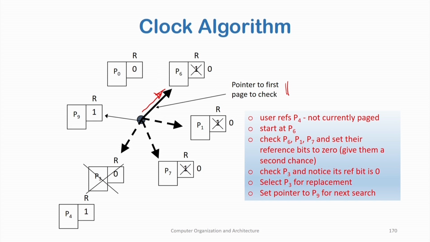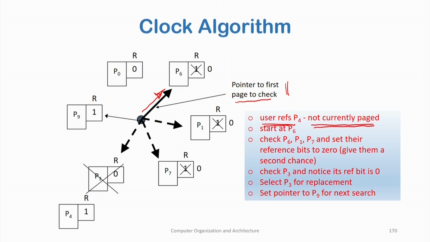For all pages I have a circular linked list. Suppose the user references page number 4 and that is not currently in the physical memory. So, to bring in page 4, I have to replace some page. Last time the search ended just before the physical frame containing page 6. So, now I will start from the frame containing page 6, P6. This one becomes the first page to check.